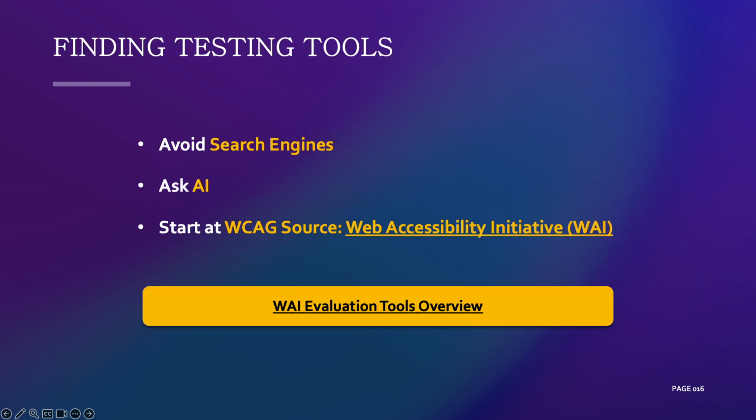So where can you find them? This is one of the places where the overlay vendors are out to get you, so you need to avoid search engines. You can ask AI, or my suggestion is to start at the WCAG source, which is the Web Accessibility Initiative. They have a whole list of tools. I'm going to get to that in a second.